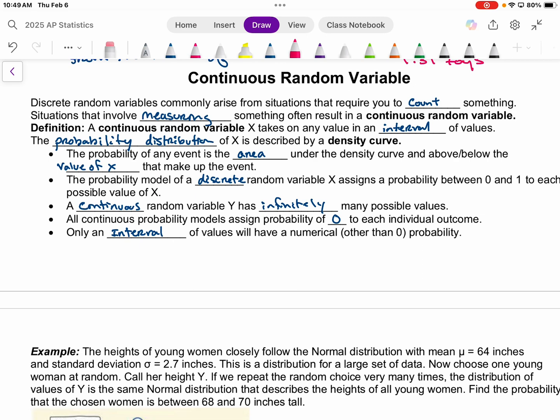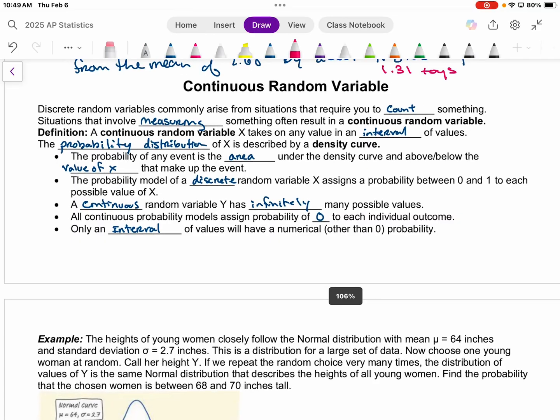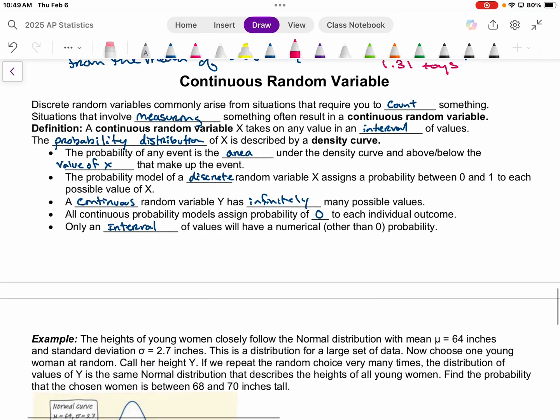The probability distribution of a discrete random variable X assigns a probability between 0 and 1 to each possible X value. A continuous random variable Y has infinitely many possible values. All continuous probability models assign probabilities of 0 to each individual outcome.